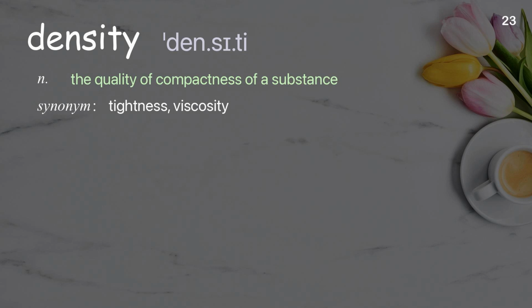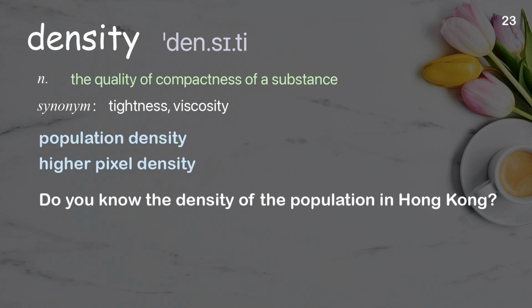Density. The quality of compactness of a substance. Examples. Population density. Higher pixel density. Do you know the density of the population in Hong Kong?